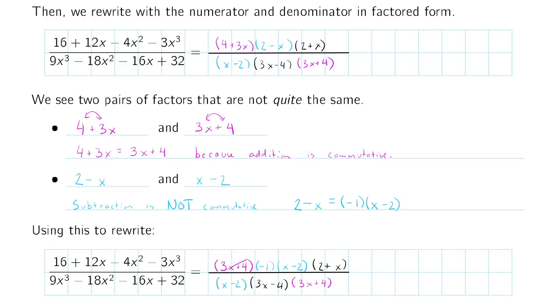So now my 3x plus 4's cancel out. My x minus 2's cancel out. And I'm left with a negative 2 plus x over 3x minus 4. And again, I can leave that as is, or I can distribute the negative sign, negative 2 minus x over 3x minus 4. Either form is okay depending on what I want to do next.